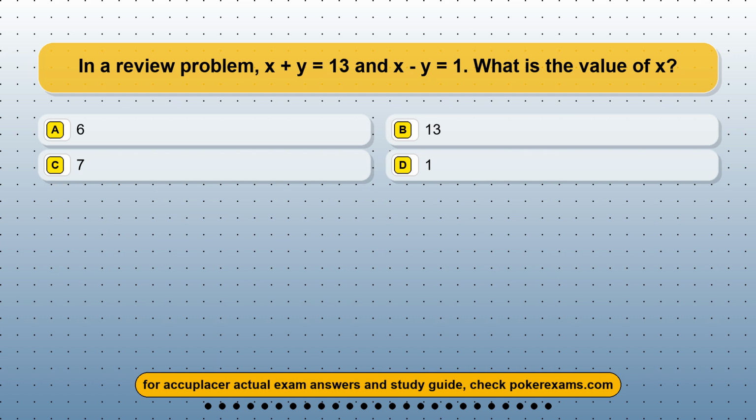Question 23. In a review problem, x plus y equals 13 and x minus y equals 1. What is the value of x? Option A, 6. Option B, 13. Option C, 7. Option D, 1.